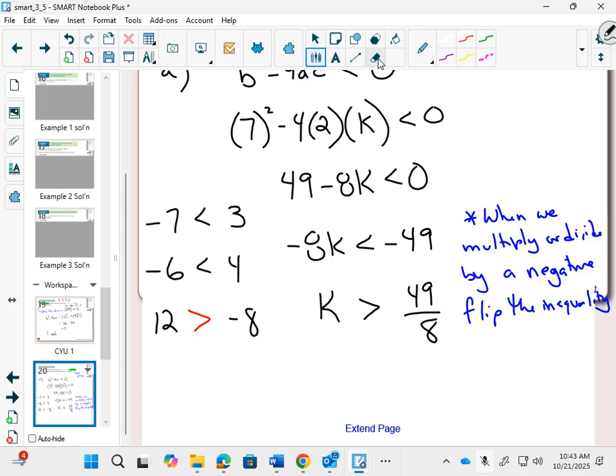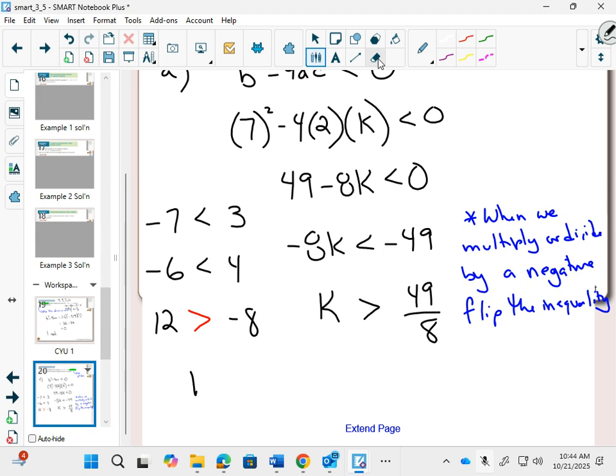You can see it with numbers. If you forget the rule, start with a negative number on the one side and a positive on the other, and check what would make the sign switch. Adding, subtracting, multiplying, or dividing. And you'll see, oh, it's obvious when we multiply or divide by a negative, we have to flip the inequality. So now k has to be bigger than 49 over 8.